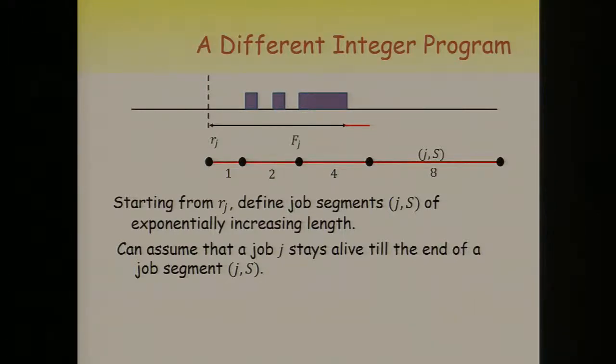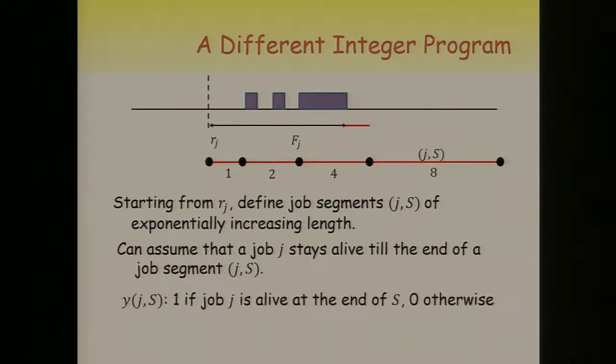Suppose in the schedule you process this job at these points of time, and job j finishes here. I'm going to assume that it actually finishes at the next marker. So I'm going to set xj1 to be true, xj2 to be true, xj4 to be true, and xj8 would be false. So S denotes a segment, and j comma s just denotes a segment of length 2 to the k for some k. I now have variables y j comma s, which is 1 if job j is alive at this segment s, and 0 otherwise.